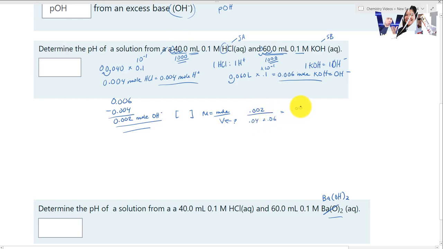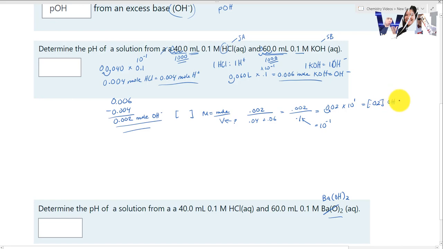That gives us 0.002 divided by 0.04 plus 0.06, which is 0.1. If we are doing this in our head, dividing by 0.1 is basically equal to 0.002 times 10 to the 1, because 0.1 is 10 to the negative 1, and when we bring it up, it becomes positive. So now our answer is 0.02. That is the concentration of OH.